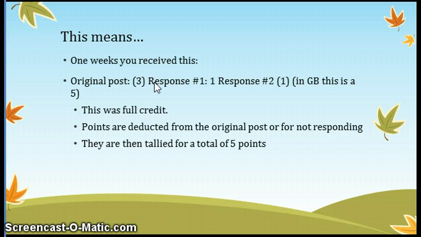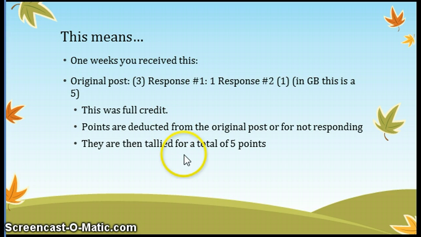If you got a 4 out of 5, that probably meant that your original response, I only gave you 2 out of the 3 points I was allowing for it, and then I gave you 1 point for each of your responses. So if you go to your grade book and you see from the beginning of the semester to week 7 that you have 5 points, you got full credit for all of those CPAs, regardless of what the points inside the original forum had said. Because when you look at the forum, you can see your score, because there's a little pull down menu where I can pop in the score.